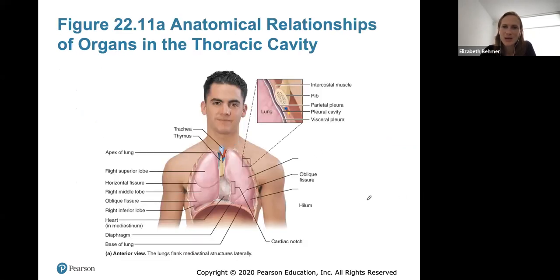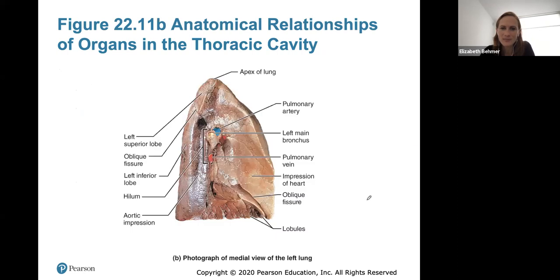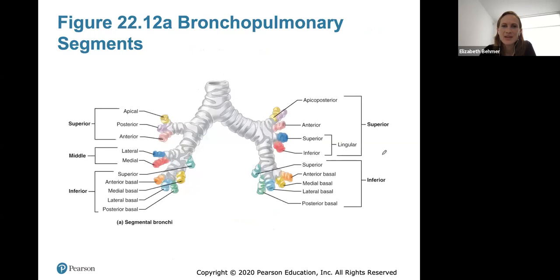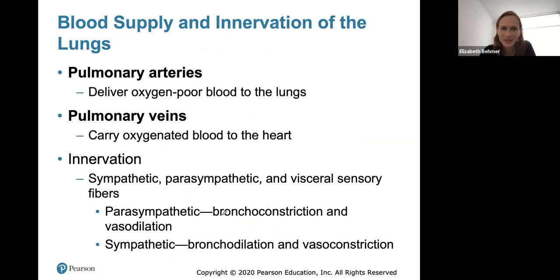So here are some anatomical relationships of organs in the thoracic cavity, which you should, again, understand well, and the different lobes of the lung. So here is the hilum, which is the area where everything enters and exits the lung. Here's a look at the bronchopulmonary segments, so how it divides into the primary bronchi and then segmental and tertiary segments. So you can see the segmental bronchi highlighted there.